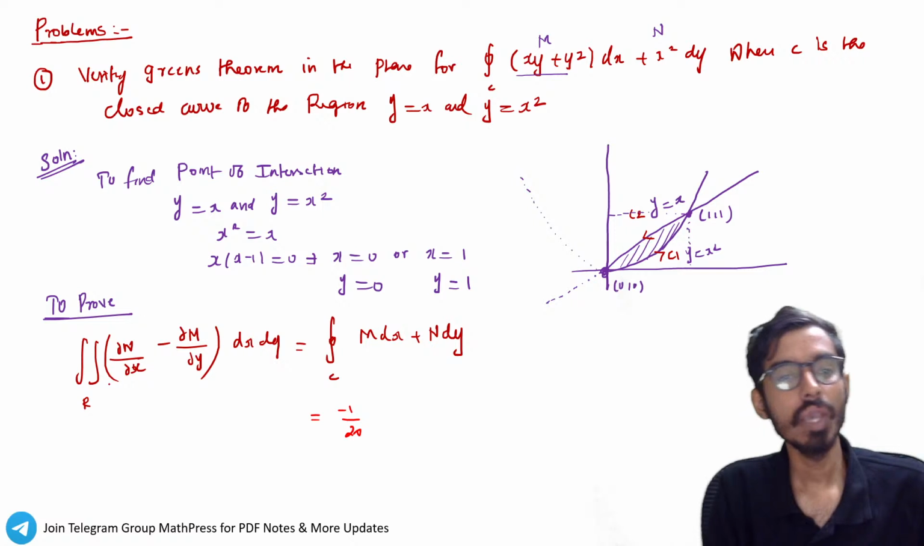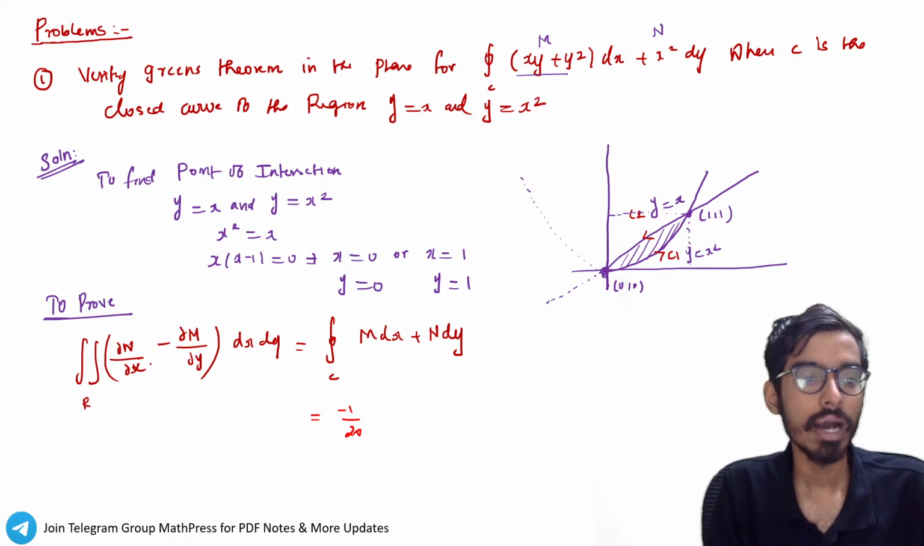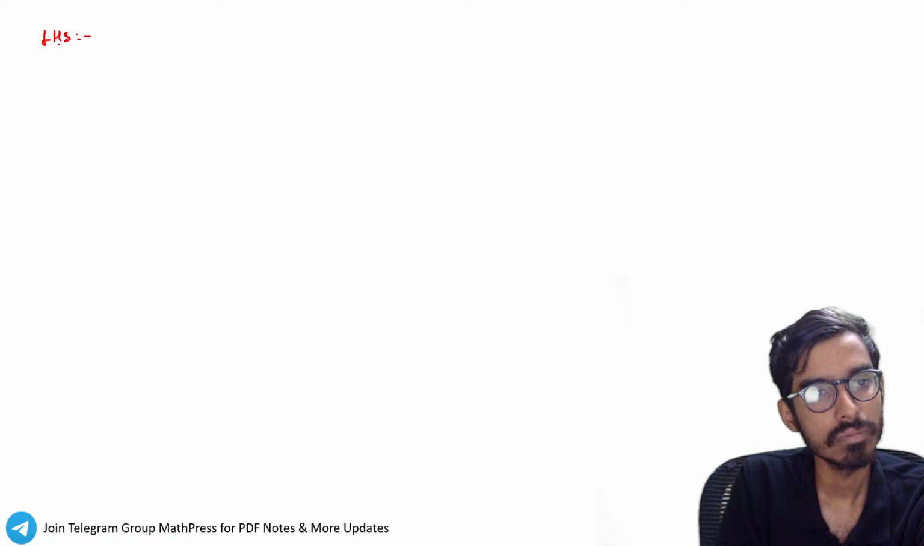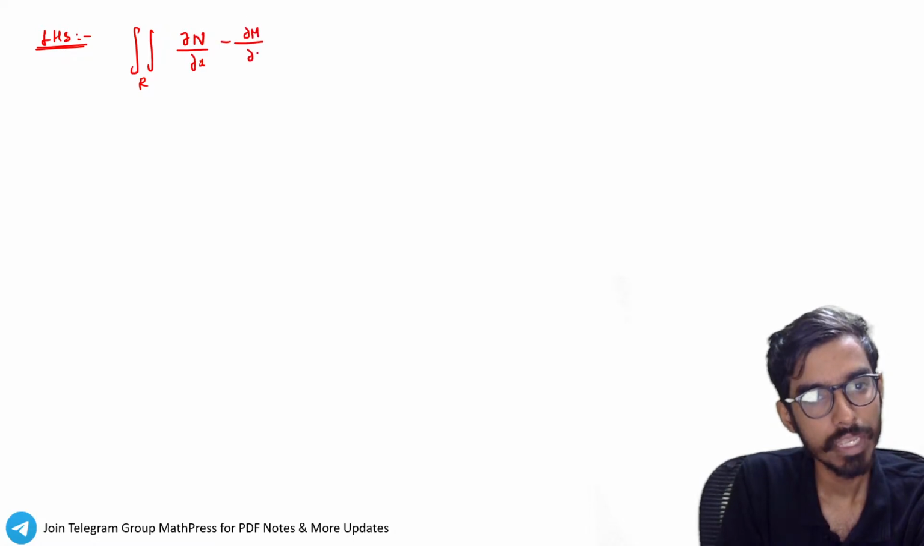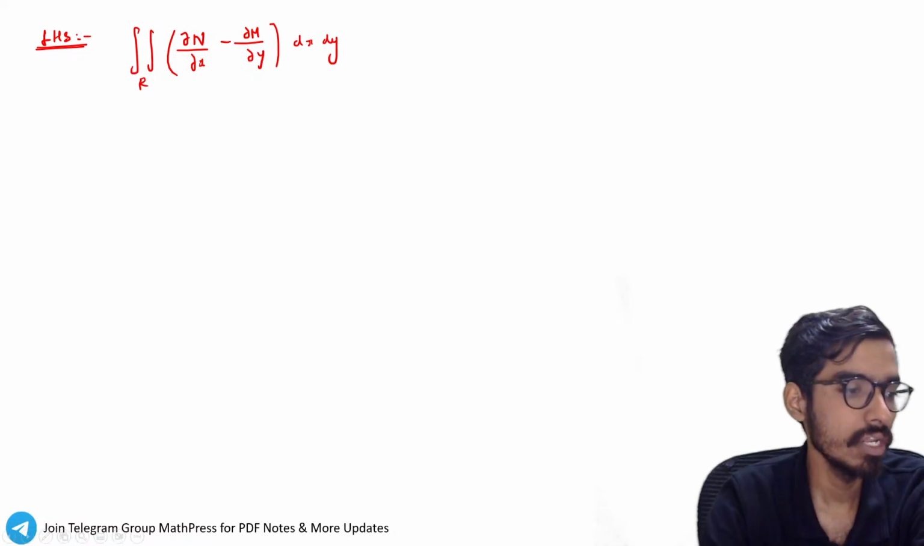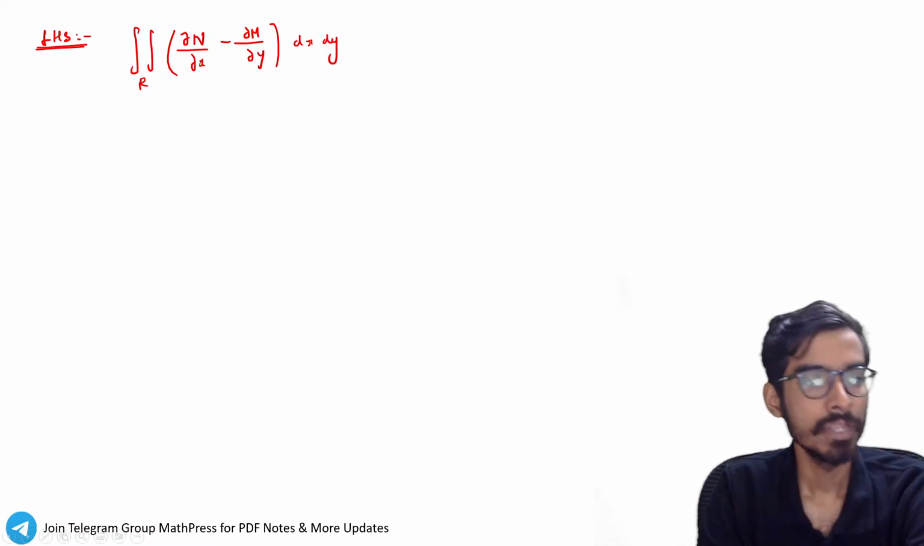Now we need to evaluate the double integral over R of (∂N/∂x minus ∂M/∂y) dx dy, right? You know how to evaluate a double integral, right? So we'll do this. Now for the LHS, the double integral over R of (∂N/∂x minus ∂M/∂y) dx dy.